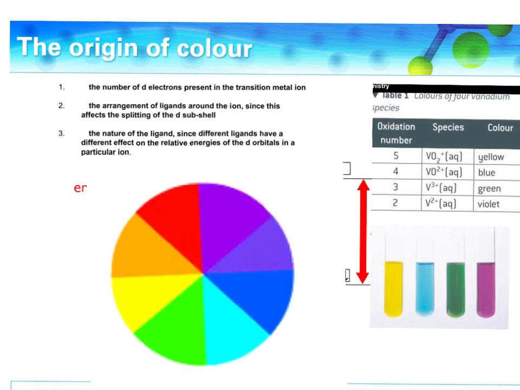So what colour light do you think the vanadium 5 solution is absorbing? This solution here. Look at the colour wheel, and you know that it's absorbing in the violet part of the spectrum. It's absorbing a higher frequency of light. We then go to the lower oxidation, the +4 oxidation state, that is absorbing in the red part of the spectrum. If we go to the green, you can see it's absorbing in the indigo red, and the final solution there of vanadium 2 is obviously absorbing in the green part of the spectrum.